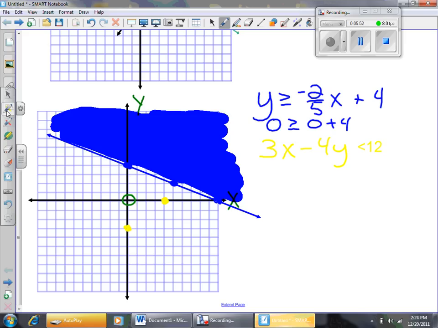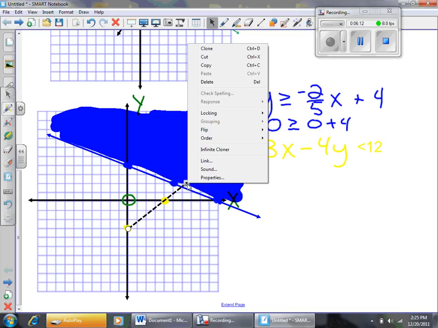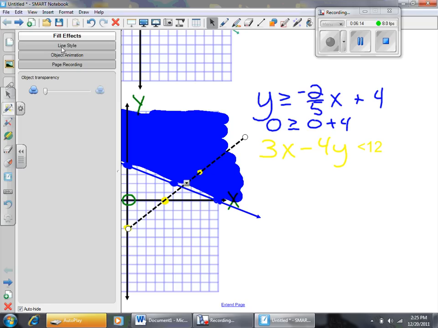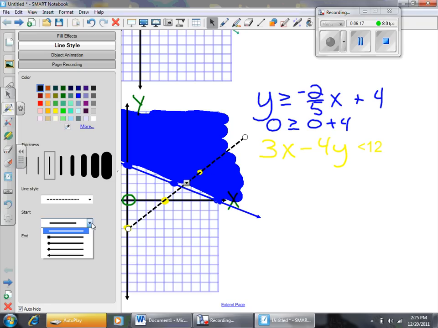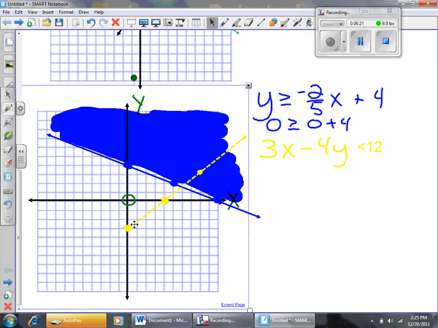And it looks like I'm going to go up 3 and right 4. 1, 2, 3. 1, 2, 3, 4. So right about there. It's kind of hard to see that, but I'll go ahead and draw my line. This one will be a broken line, and it'll go something like that. Let me see if I can make it look a little bit better. It's broken because it doesn't say equals to, right? And there we go. And I can extend it longer.